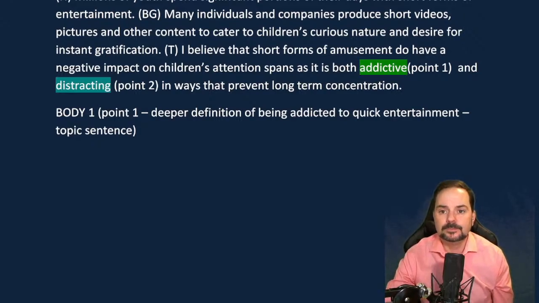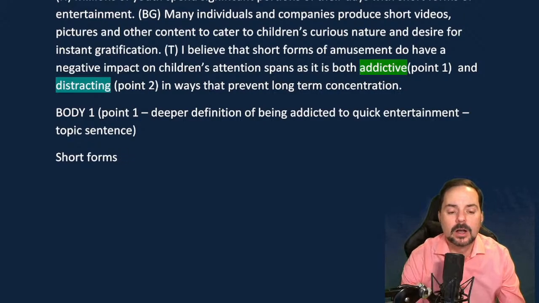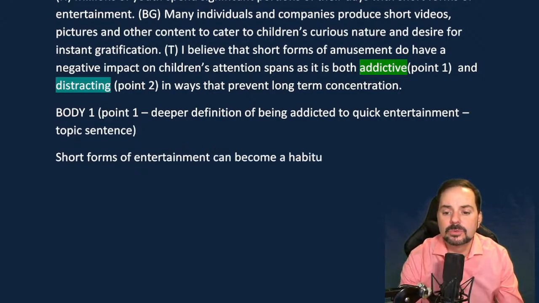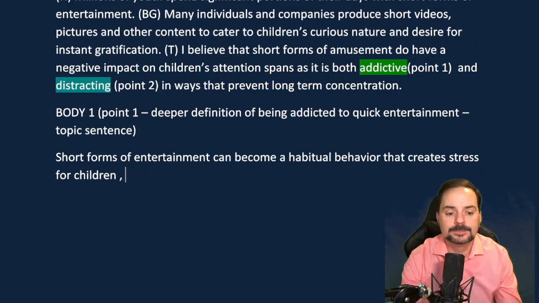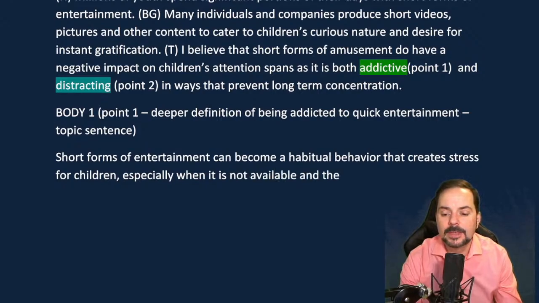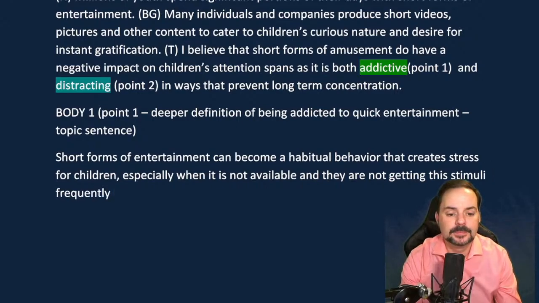Okay, so short forms of entertainment can become a habitual behavior that creates stress for children, especially when it is not available and they are not getting this stimulus, or let's say stimuli, frequently. Let's just stop there. All right.